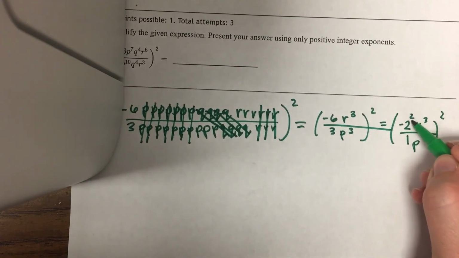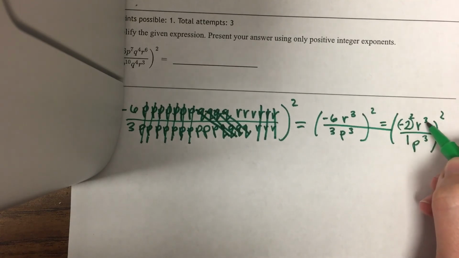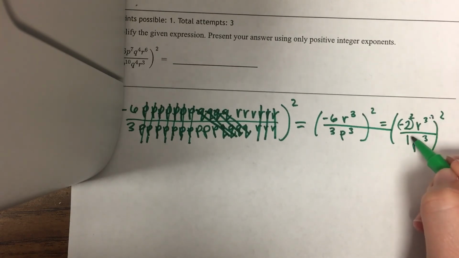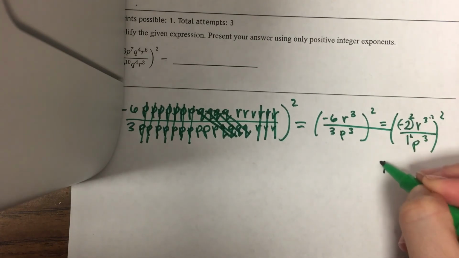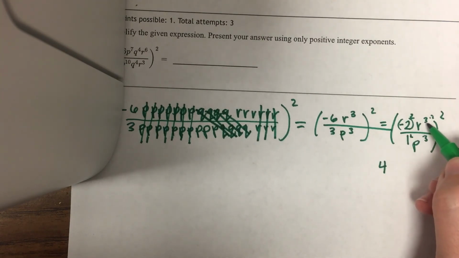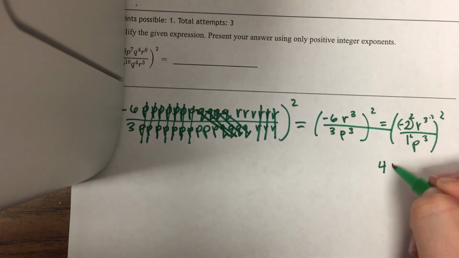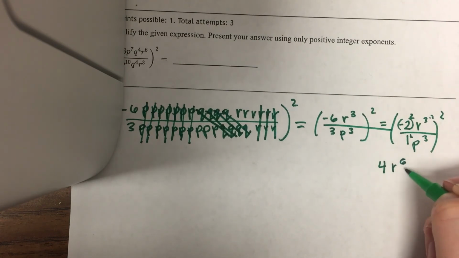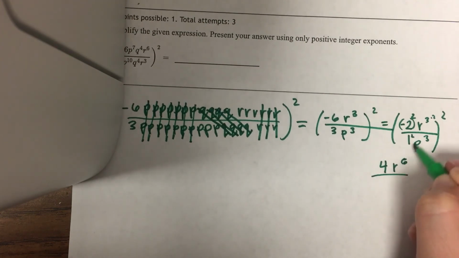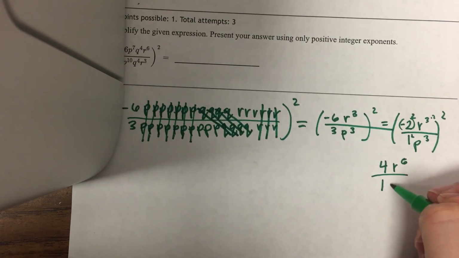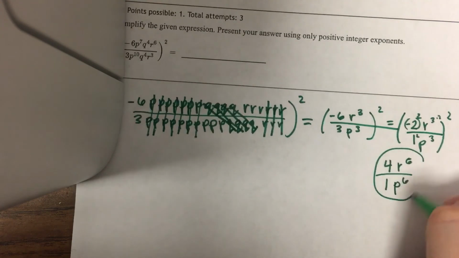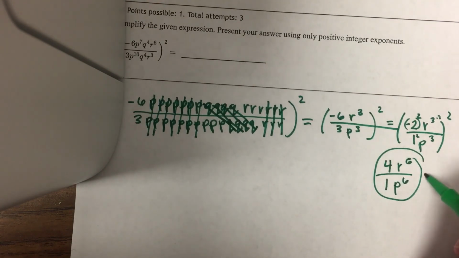Now when I go through, I have to square everything. So negative 2 has to be squared. R has to be squared. 1 squared, 3 squared. So 2 squared becomes a 4. R is 3 times 2, which is 6. Over 1 squared is 1. 3 times 2 is 6. And that's your answer. Done.